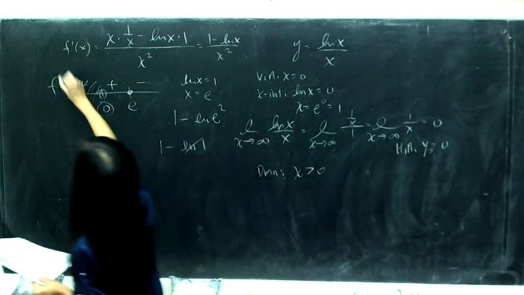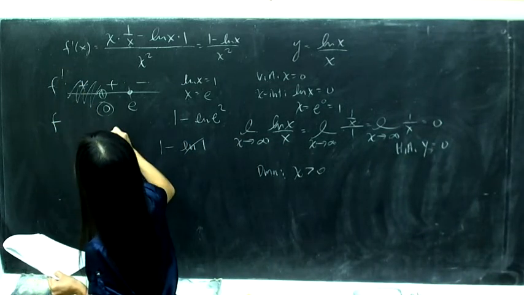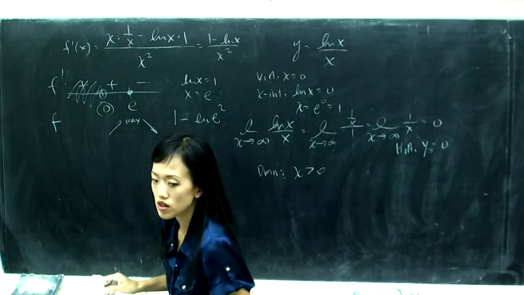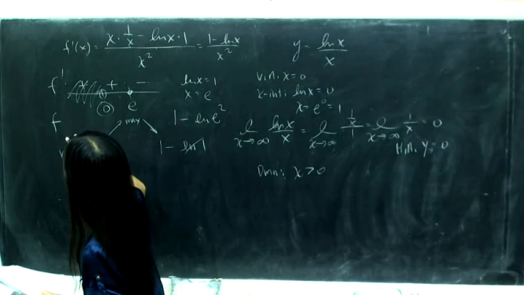Okay, so that means this is f prime. So what does my f graph look like? It's increasing, then decreasing. So it means I max out at e. So that means I have a relative max.